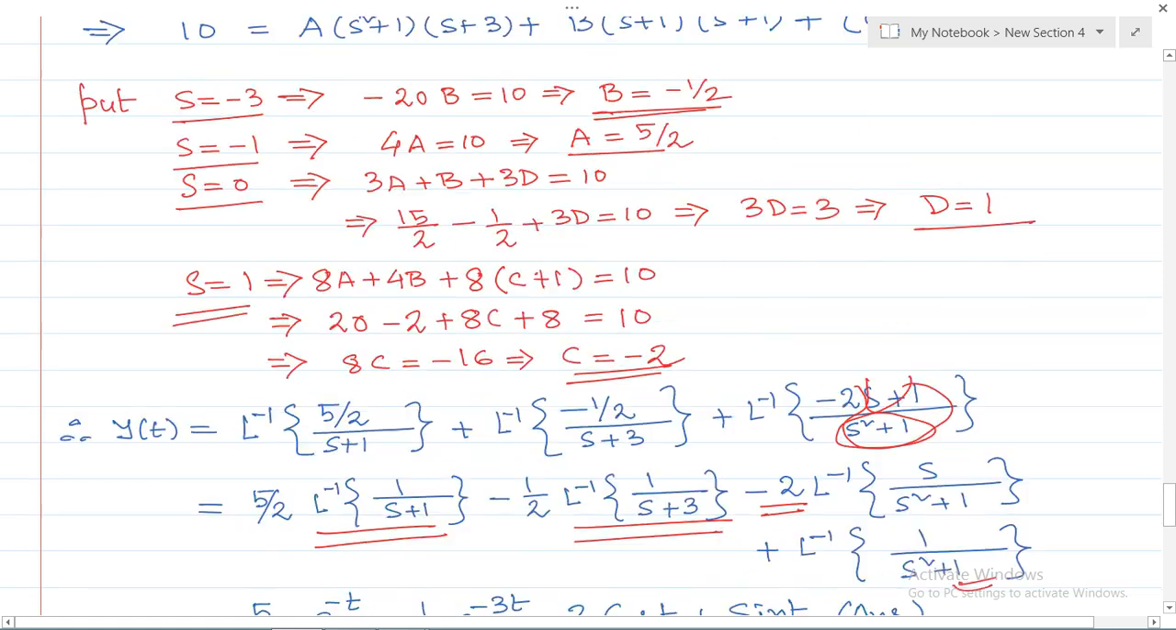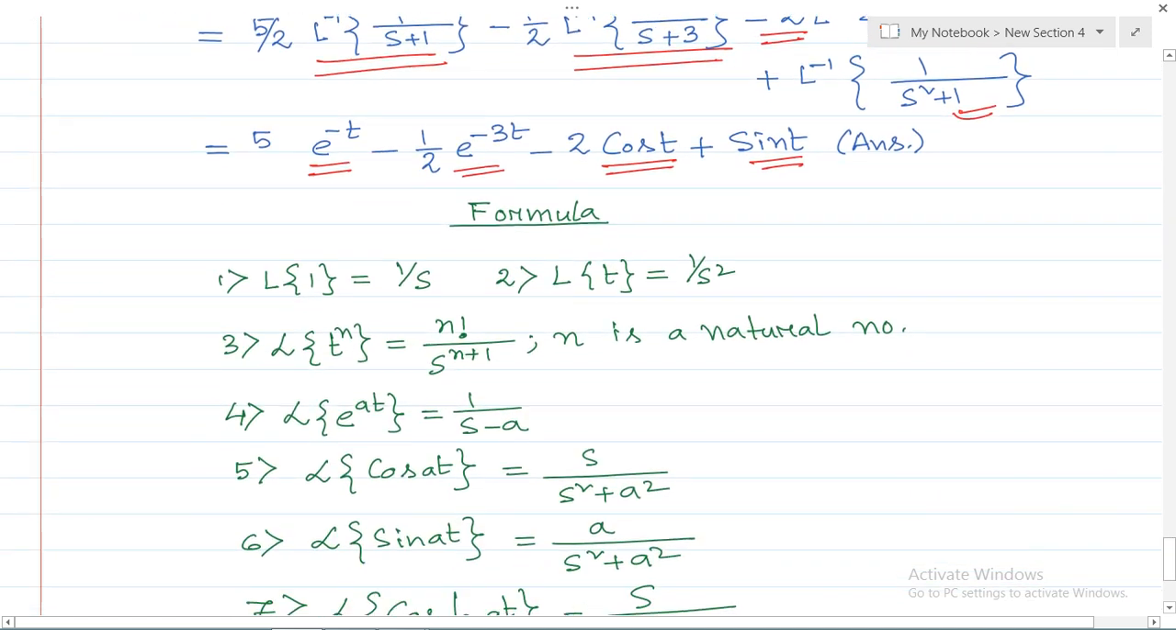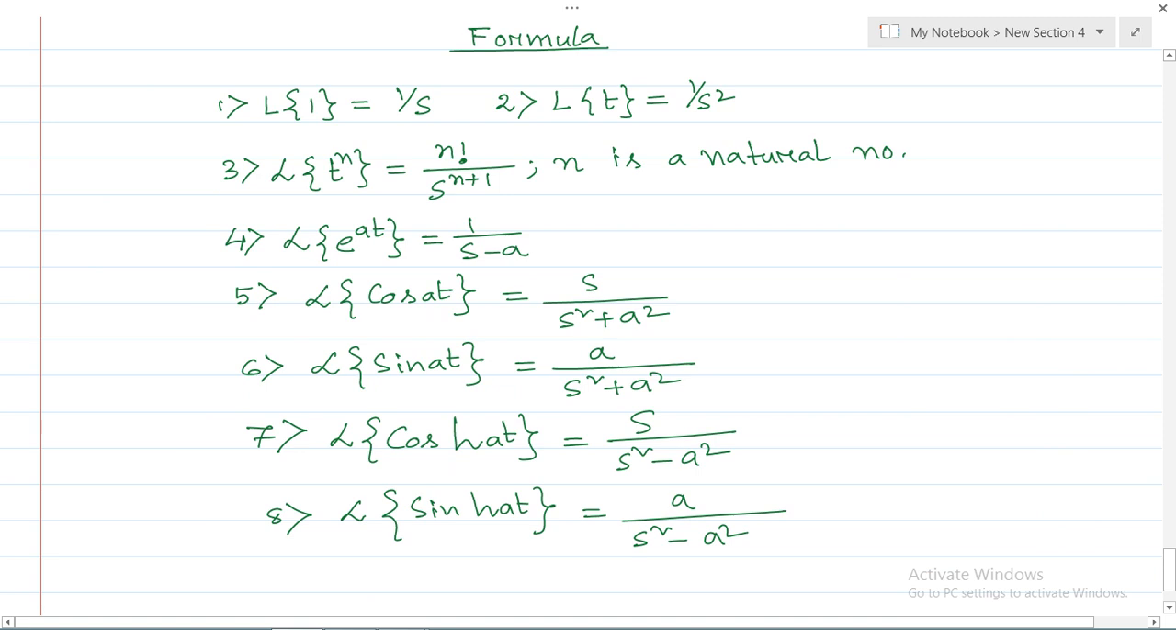Now we are going to come to the final formulas. You can roughly go through the formulas. I think all of you know this, but before you apply the concept of the Laplace transformation, all these 8 formulas are needed, and they are very, very helpful.